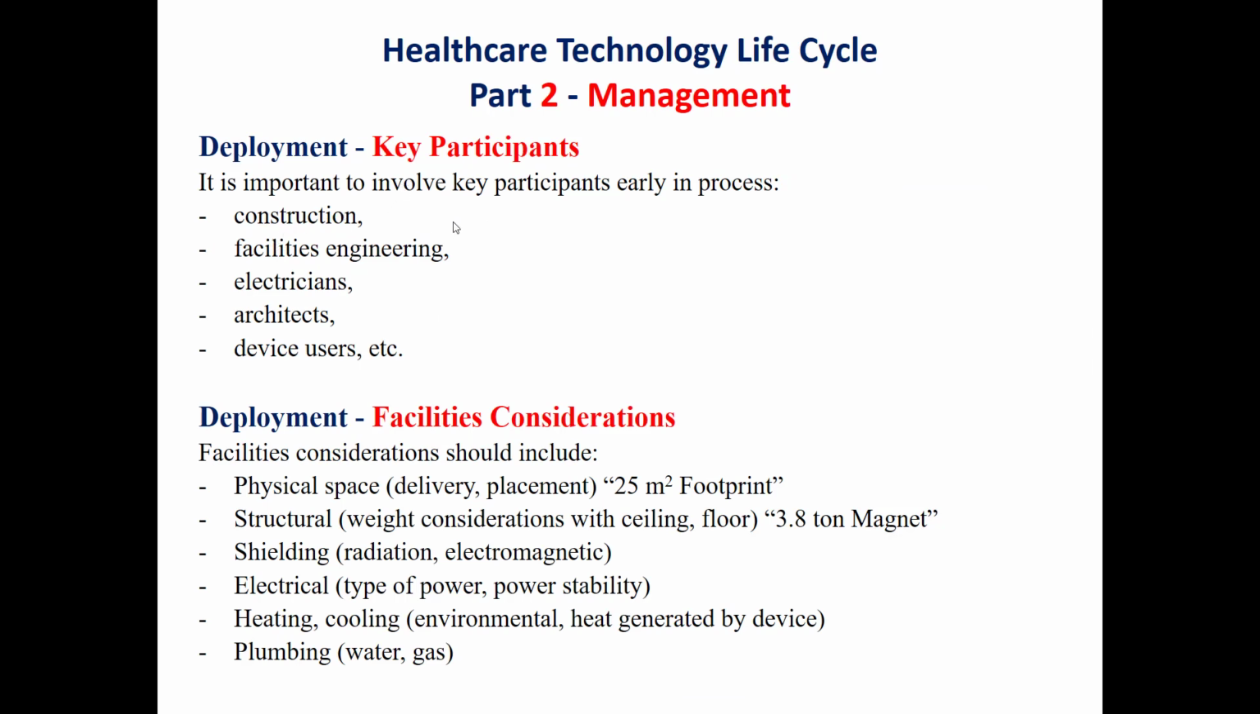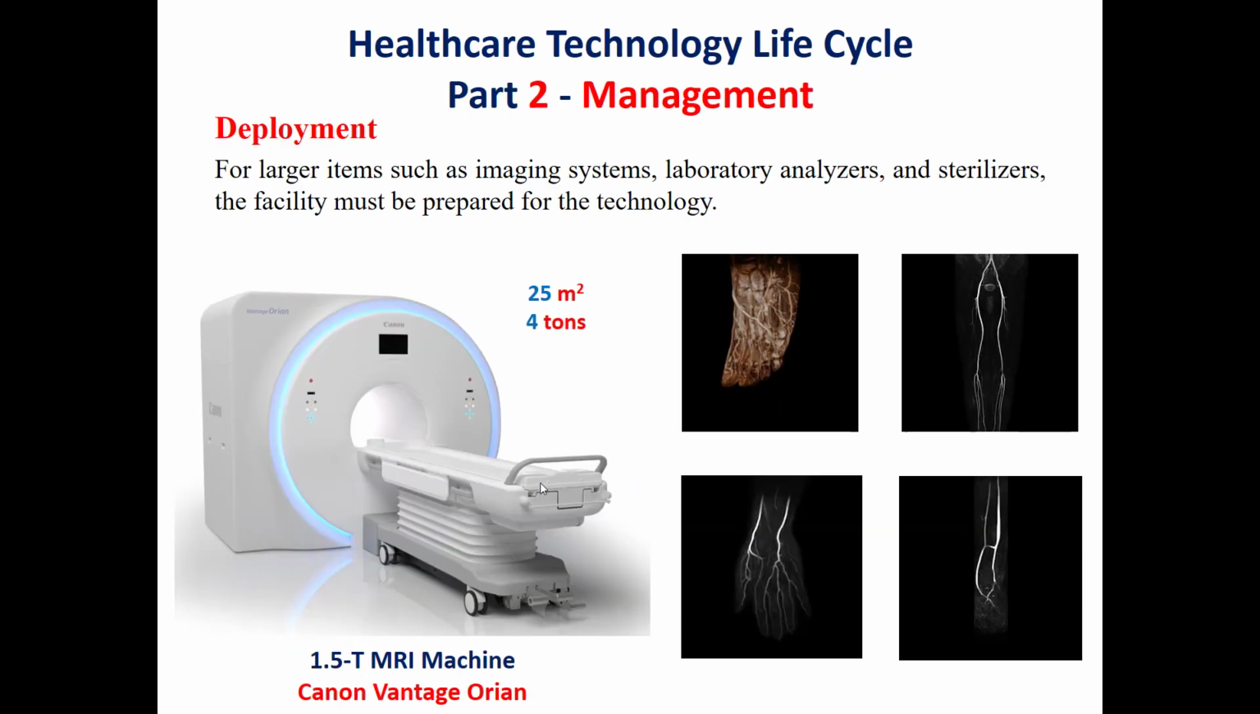It's important to involve the key participants early in the deployment process. This includes the constructions, facilities engineering, electricians, architects, device users, etc. Another important point is the facilities consideration. The facilities considerations should include the physical space requirement, structural requirement, shielding requirement, the electrical power requirement, heating and cooling requirement, and finally the plumbing requirement.